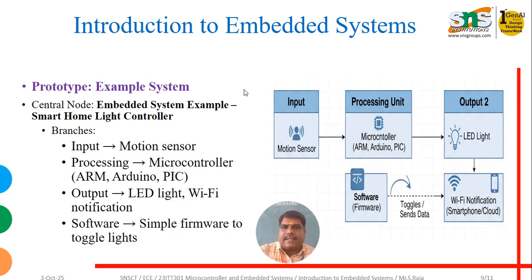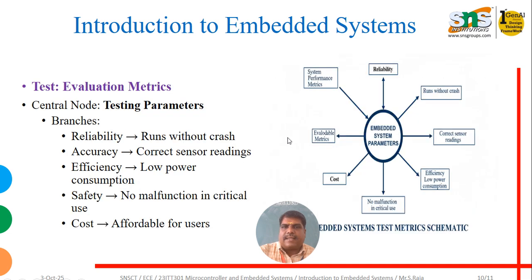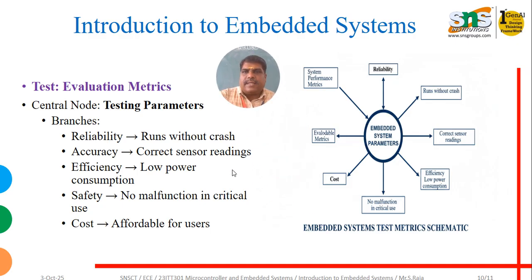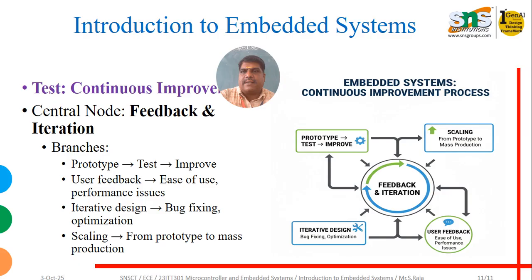The next phase is the testing part, that is evaluation metrics. The central node is the testing parameters. There are various testing parameters. One is reliability, that is, it runs without crashing. Second is accuracy, correct sensor readings. Third is efficiency, low power consumption. Fourth is safety, that is, no malfunction in critical use. The last one is cost, that is, affordable for users.